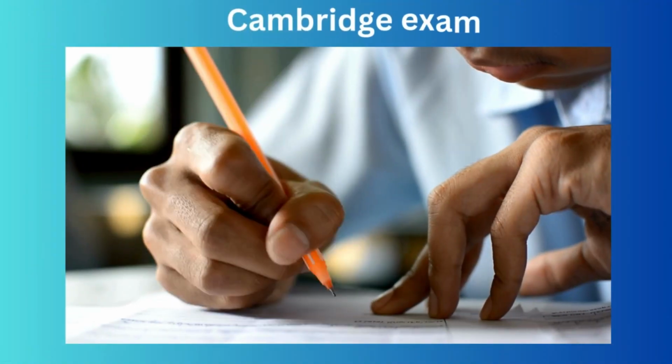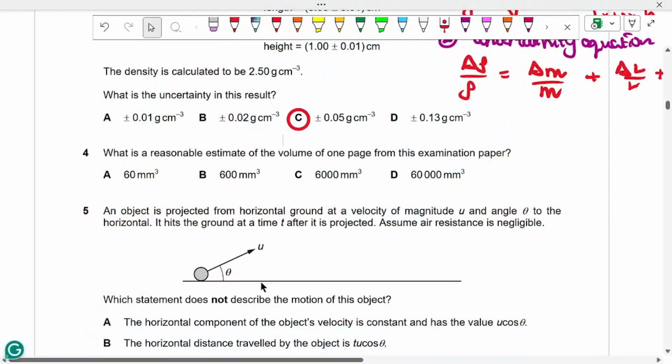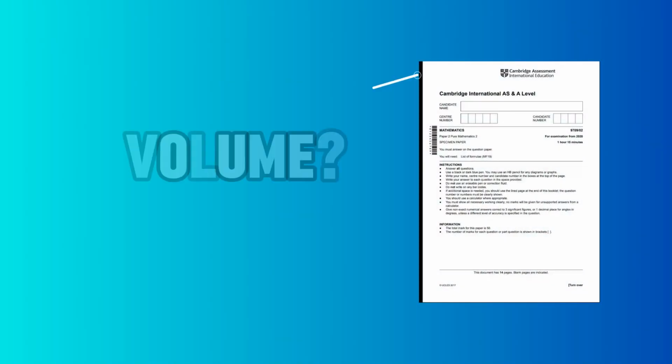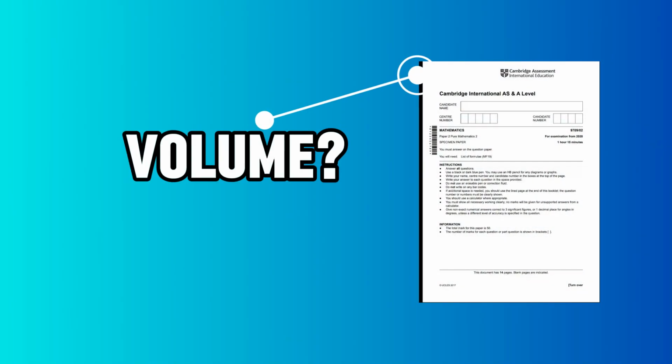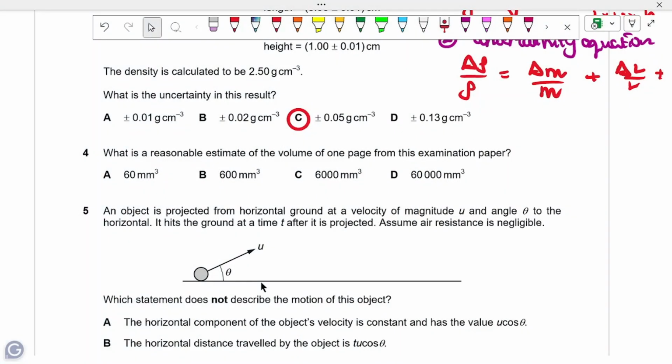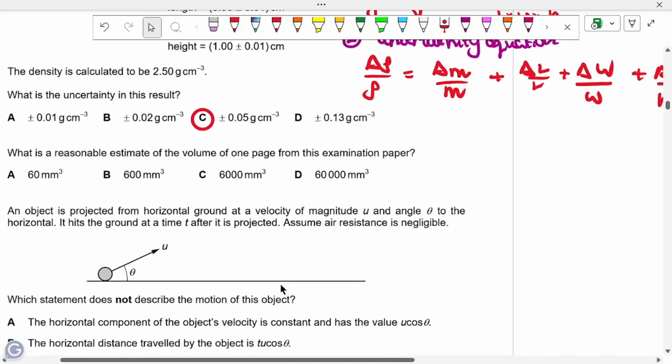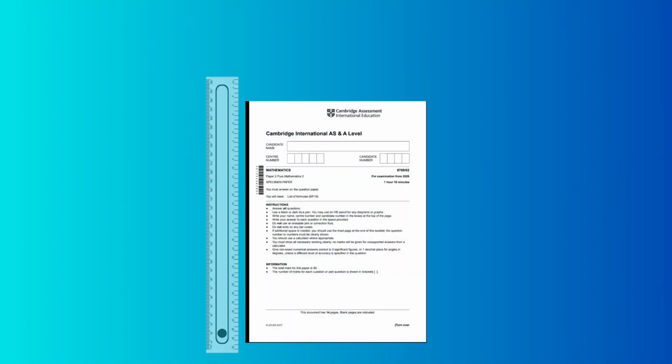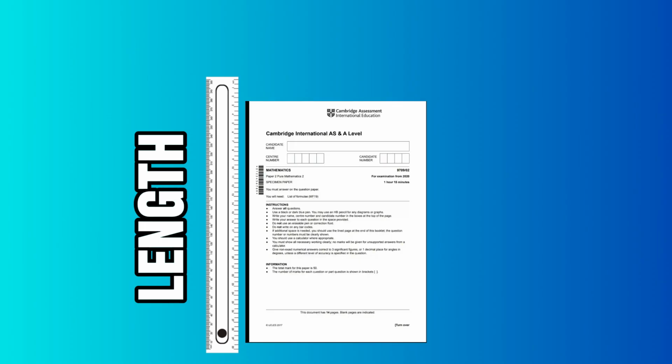You're in a Cambridge exam and you've been asked what is a reasonable estimate of the volume of one page from your examination paper. How are you going to tackle this? The trick with reasonable estimates is to get as real as you possibly can. So you're going to grab your examination paper, take a ruler, and measure the length of that examination paper.